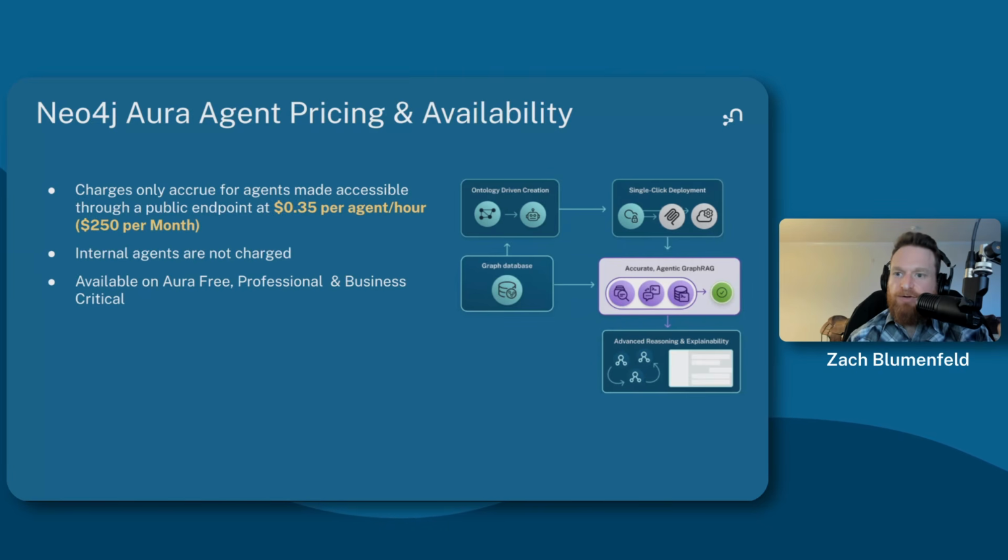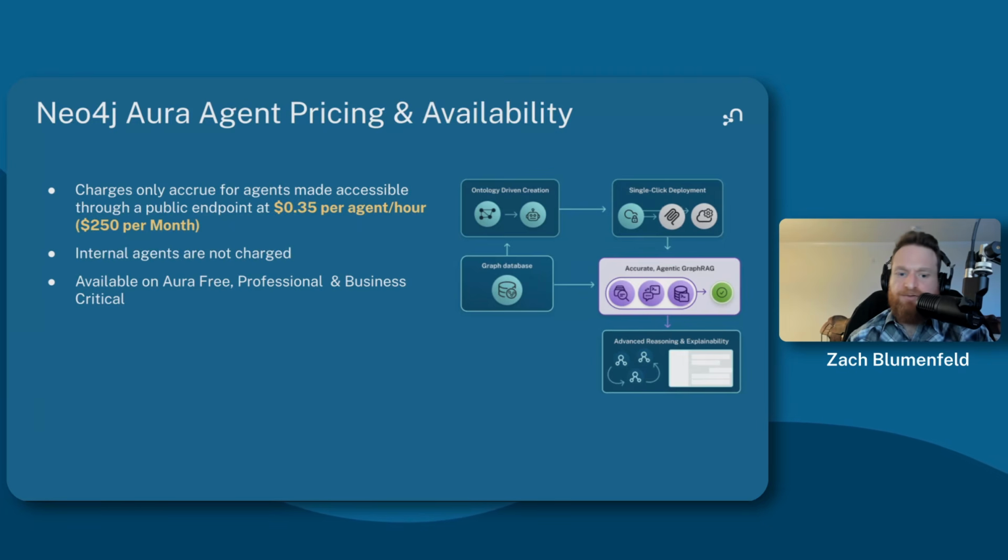This is available on multiple tiers inside of Aura. So if you're not familiar, Aura, which was that console that I was walking you through when I was showing you the agent and the graph, that's our cloud software as a service offering. It has the Neo4j database in there, Aura agents, and also lots of great dashboarding and visualization stuff and data import and all these great things. So for Aura Free, Aura Professional, and Aura Business Critical, this is available.